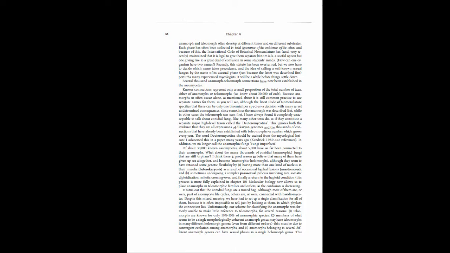We know about 30,000 of each. Because anamorphs so often occur alone, as mentioned above, it is still common practice to use separate names for them, as you will see, although the latest code of nomenclature specifies that there can be only one binomial per species, a decision with many as yet undetermined consequences, since sometimes the anamorph was described first, while in other cases the teleomorph was seen first.